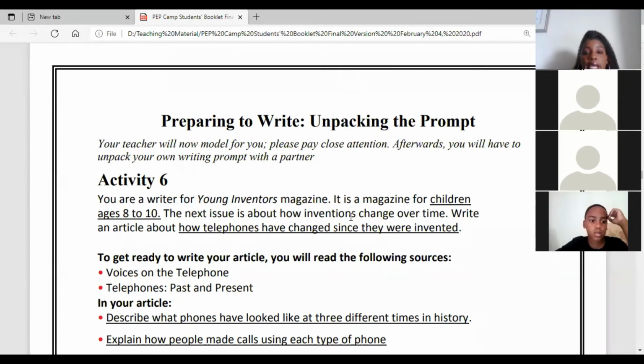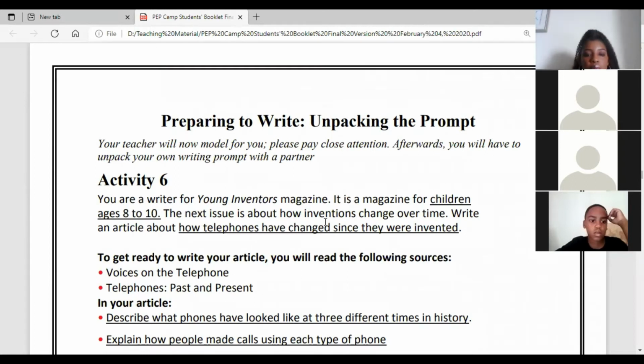And the writing prompt, again, I'm going to do a video on the writing prompt and what it is. But the writing prompt is just the instructions of what you're going to do in the article. And we can see it from here, what we read before.